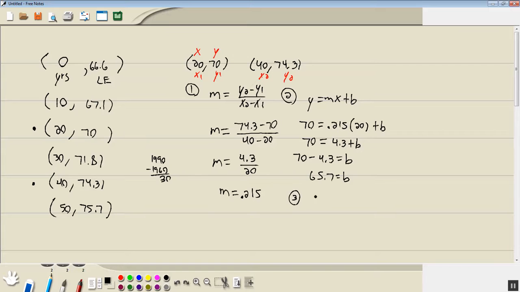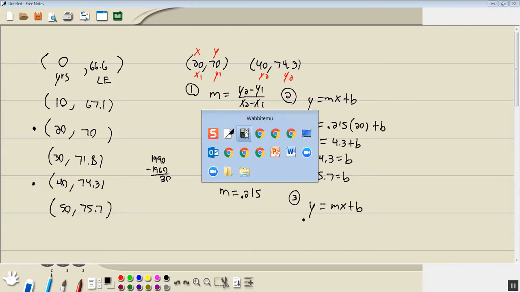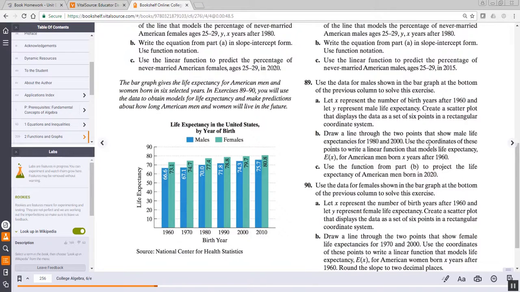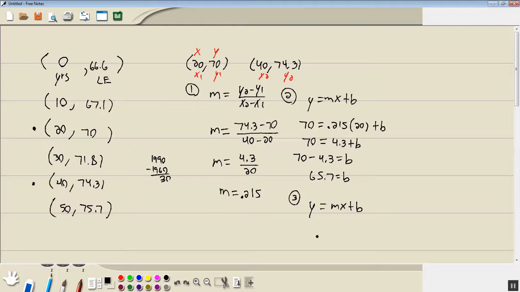Now step 3 is write the answer. I could write this as y equals mx plus b, but they mentioned to write a linear function that models life expectancy, E of x. So instead of y, I'm going to put E of x there. Now m we said was 0.215, times x, plus b, which was 65.7. And this would be our equation.